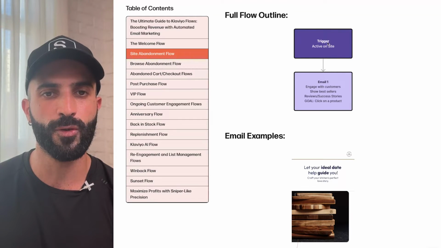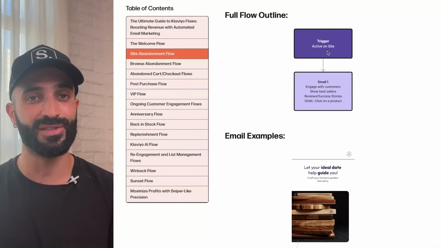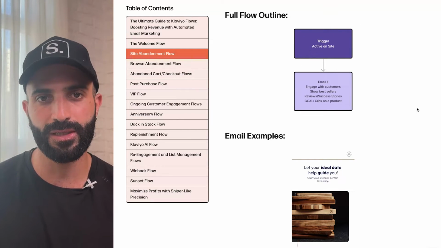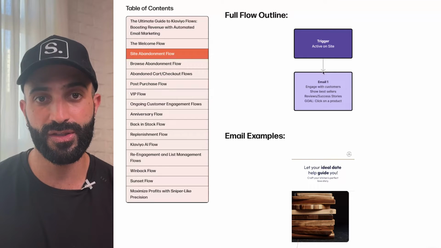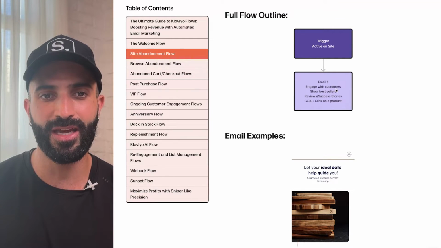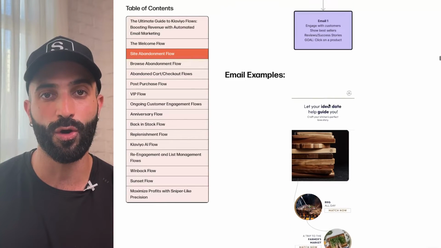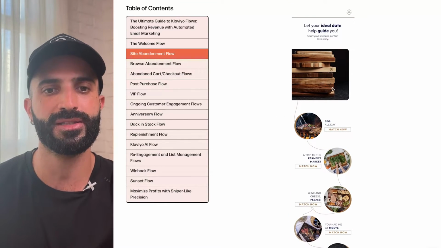Let's take a look at the full flow outline. The trigger here is active on site. So if somebody's active on site, they will basically be qualified to receive this flow. And email one, we want to engage with customers, show them bestsellers, review success stories. The goal is a click on a product. Let's take a look at an email example here.